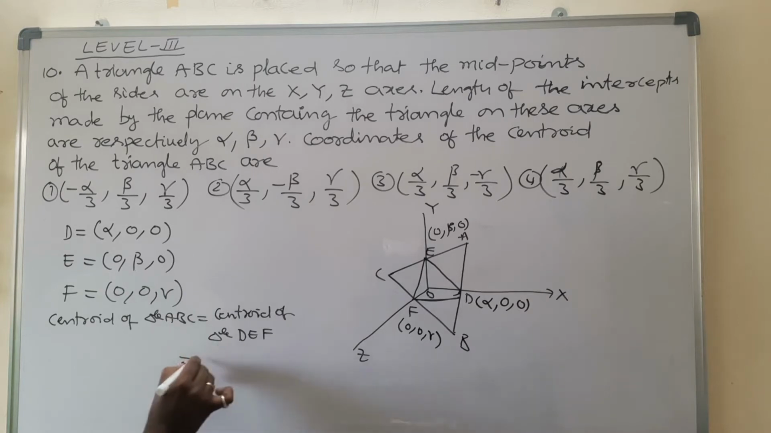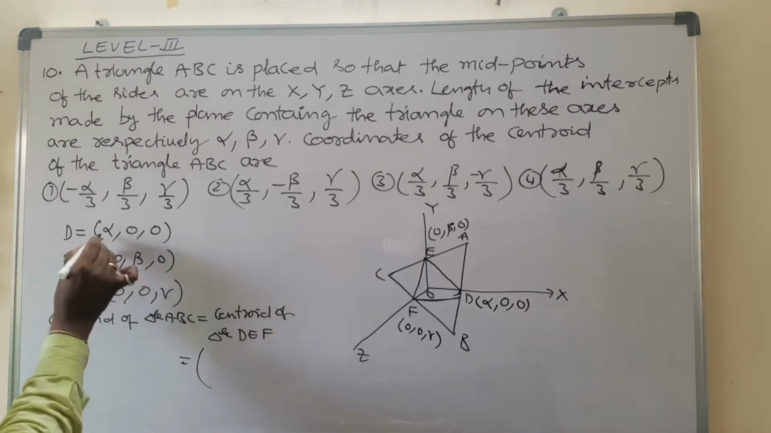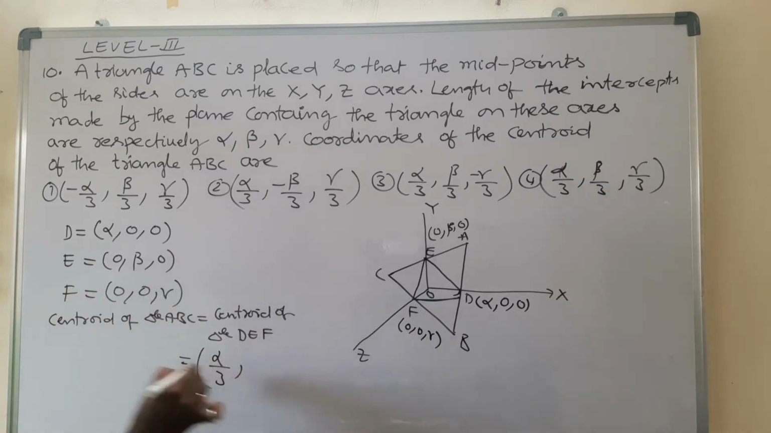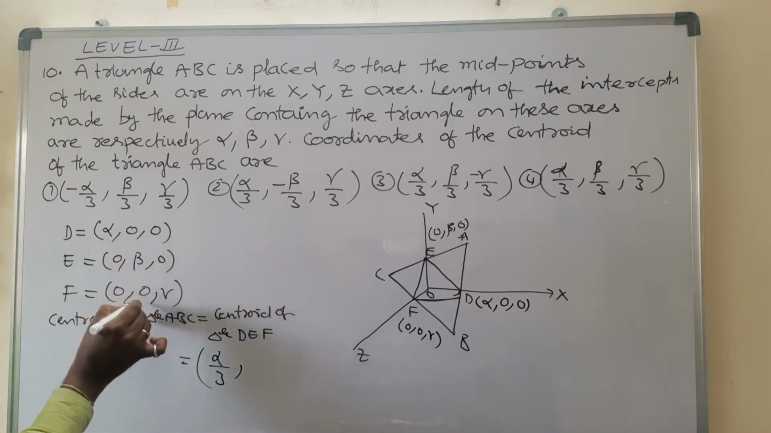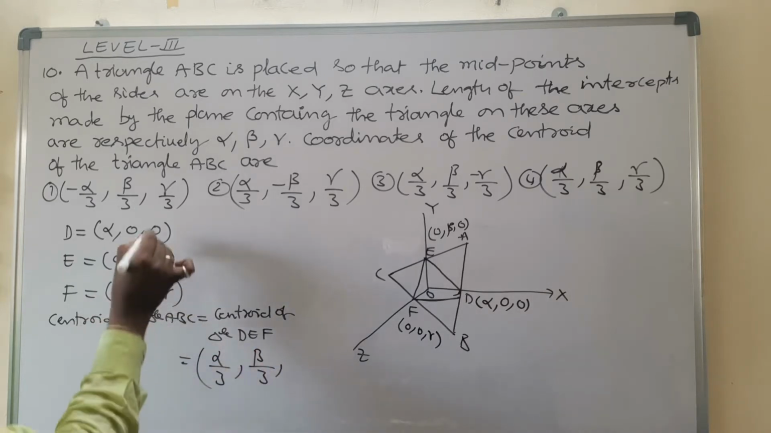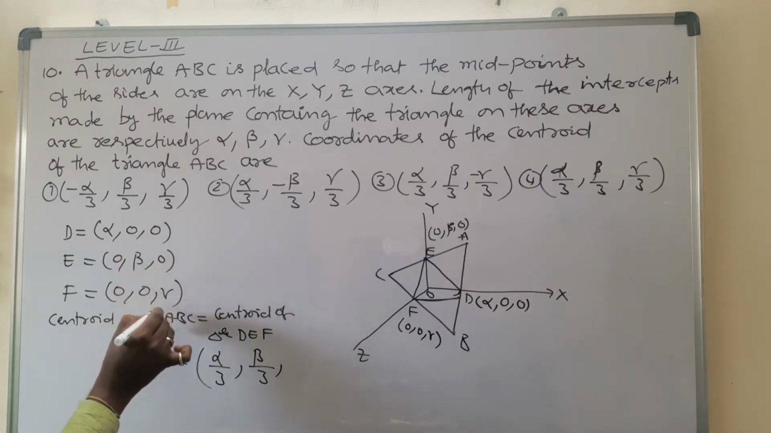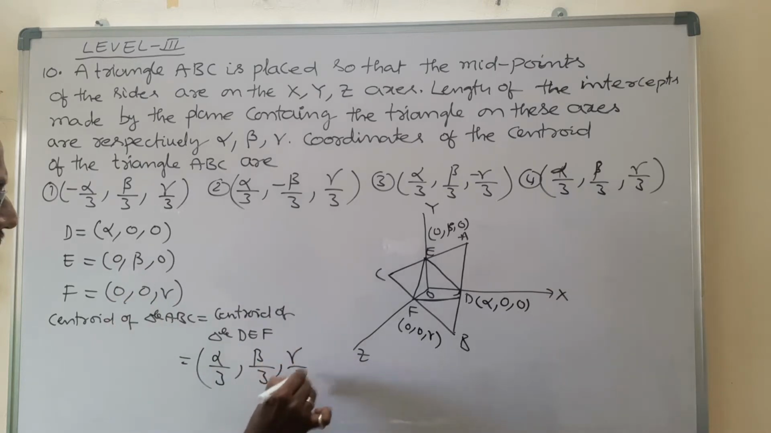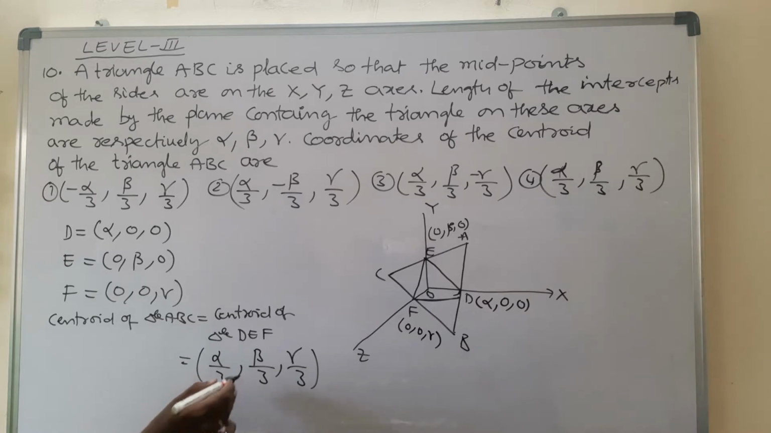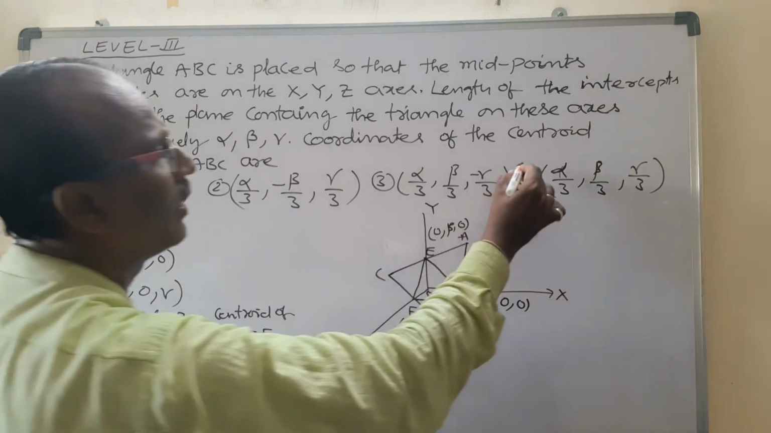Here, for the centroid of triangle DEF, the x coordinate is alpha plus 0 plus 0 by 3, alpha by 3, the y coordinate is 0 plus beta plus 0 by 3, beta by 3, and the z coordinate is 0 plus 0 plus gamma by 3, gamma by 3. This is the centroid of the triangle ABC: alpha by 3, beta by 3, gamma by 3. The fourth option is the right one.